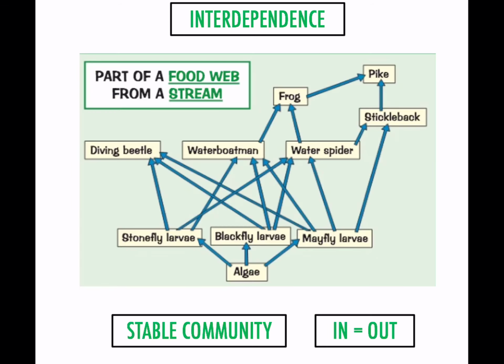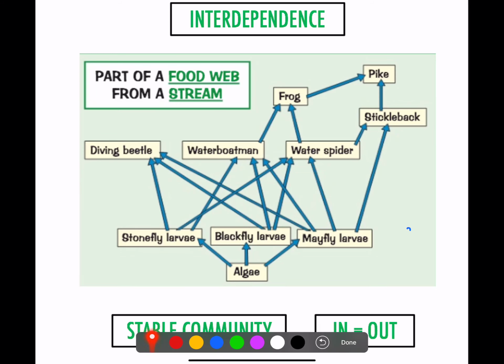Now, interdependence is when organisms rely on one another. So, for example, we can see that water spider consumes mayfly larvae, which consumes the algae. So we know water spider relies on algae because if there was no algae, there'll be no mayfly larvae. If there's no mayfly larvae, then the water spider dies. So we can see that organisms are linked together.